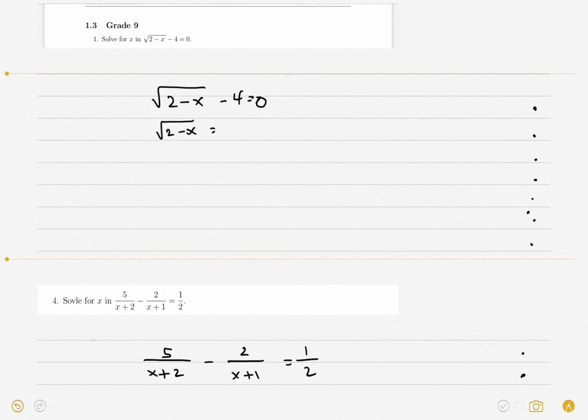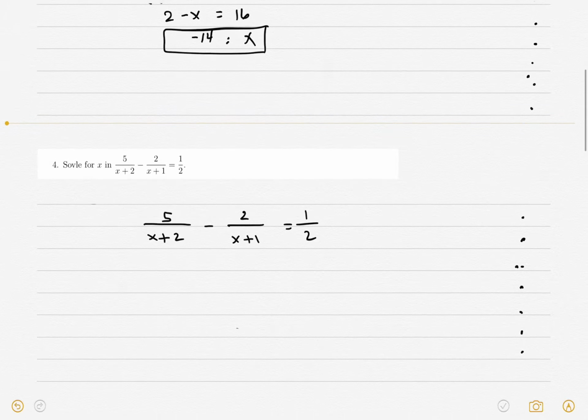It will give you the square root of 2 minus x is equal to 4. Next step na gagawin mo is i-square mo yung equation by 2. In this case, pwede mo nang ma-eliminate yung radical sign at yung squared. So, on the left side of the equation, it will only give you 2 minus x. At sa kabila naman, it will give you 16. And then, since ang pinapahanap sa atin ay x, it will give you x is equal to negative 14. This is the value of x in the first problem.